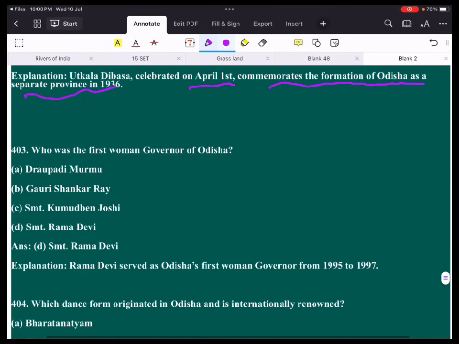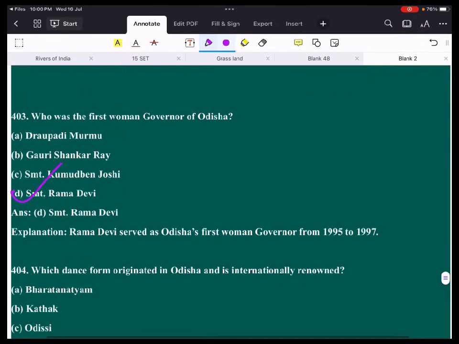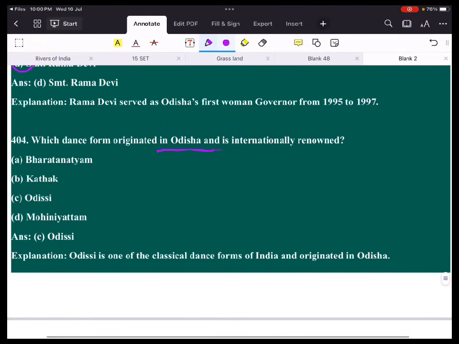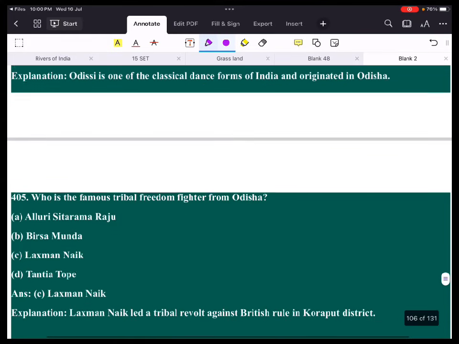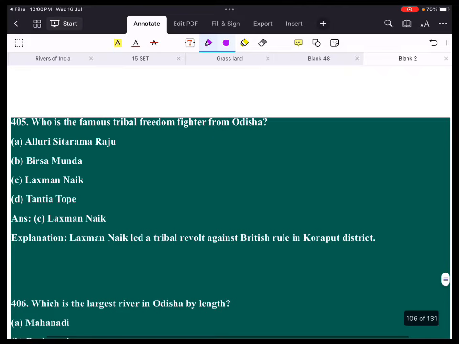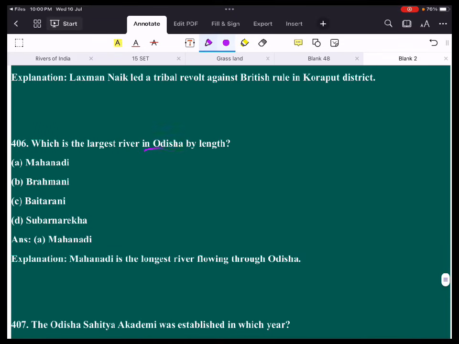Who was the first woman governor? That is Srimati Rama Devi, option D. Which dance form originated in Odisha and is internationally renowned? Odissi, option C. Who is the famous tribal freedom fighter from Odisha? It is Shahid Lakshman Naik, option C. Which is the largest river in Odisha by length? That is river Mahanadi, option A.